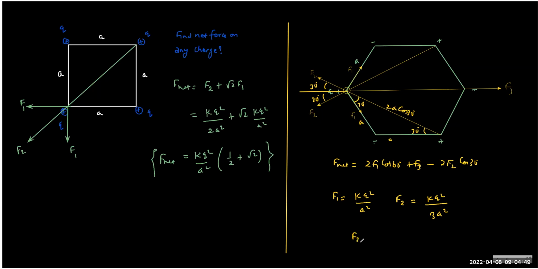And what about the F3? Sir, F3 I'm getting as 2A. Very good. So it's 4A square, right? Yes, sir. And if you substitute, I think what you got the answer is correct. So that's very good. It's the right answer.